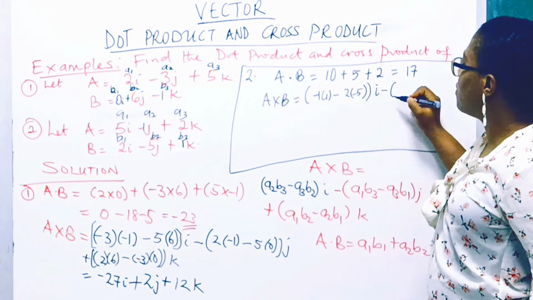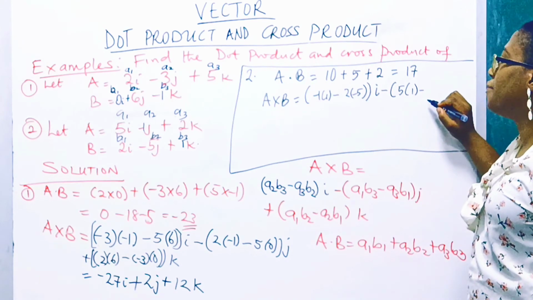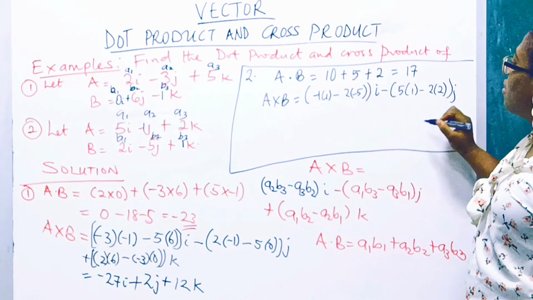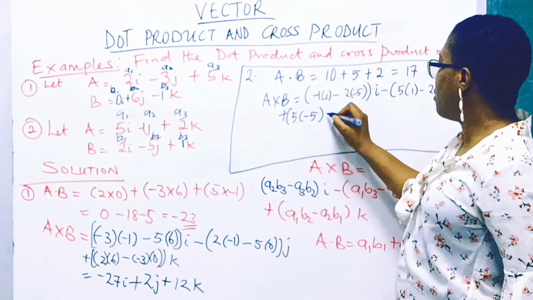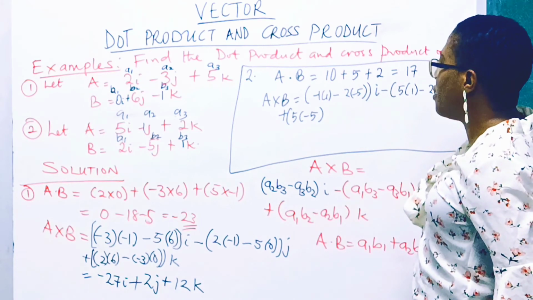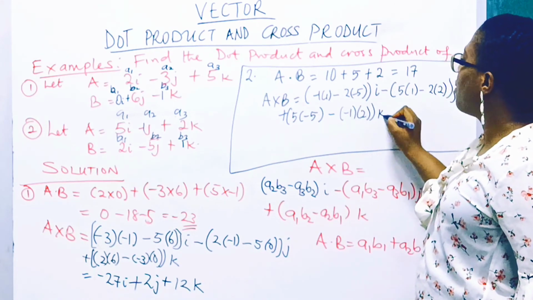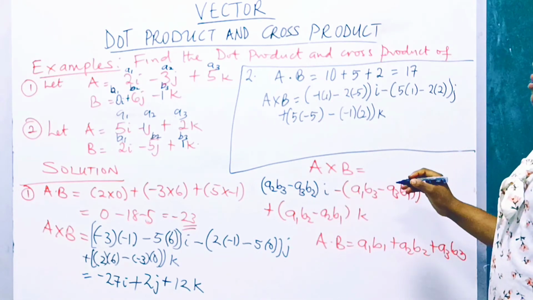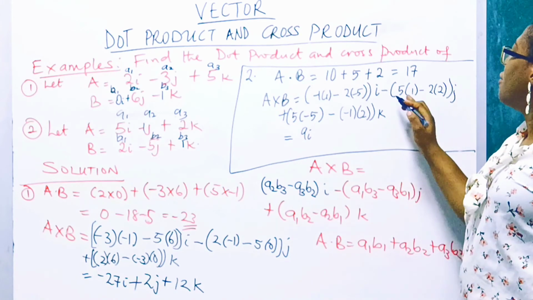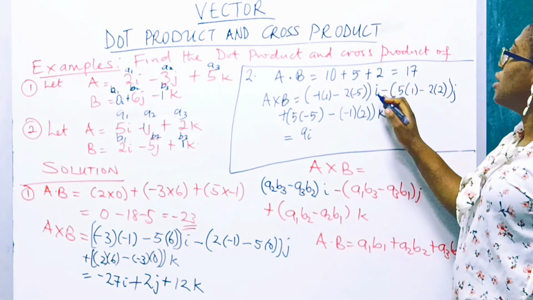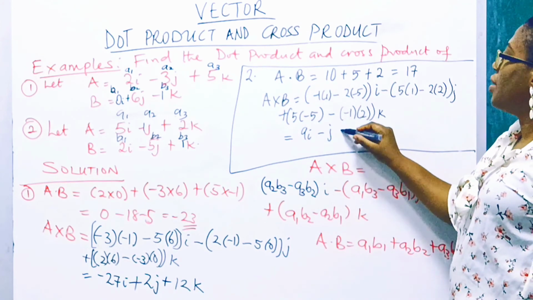Okay. I minus A1, B3. 5 times 1. Minus A3, B1. 2 times 2. J. Plus A1, B2. 5 times minus 5. Minus A2, B1. Minus 1 times 2. Okay, so here we have minus 1 plus 10. 9i. Here we have 5 minus 4. 1 times minus, so we have minus 3. And then finally, here we have minus 25 plus 2. Minus 23.